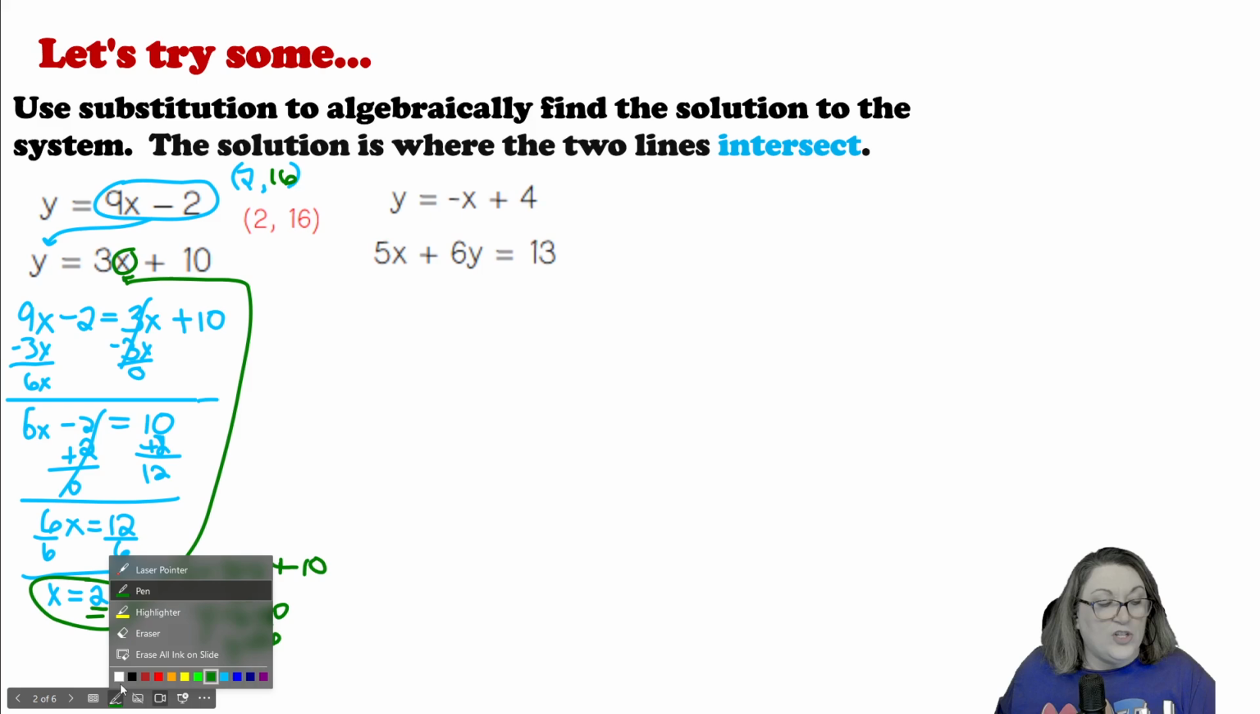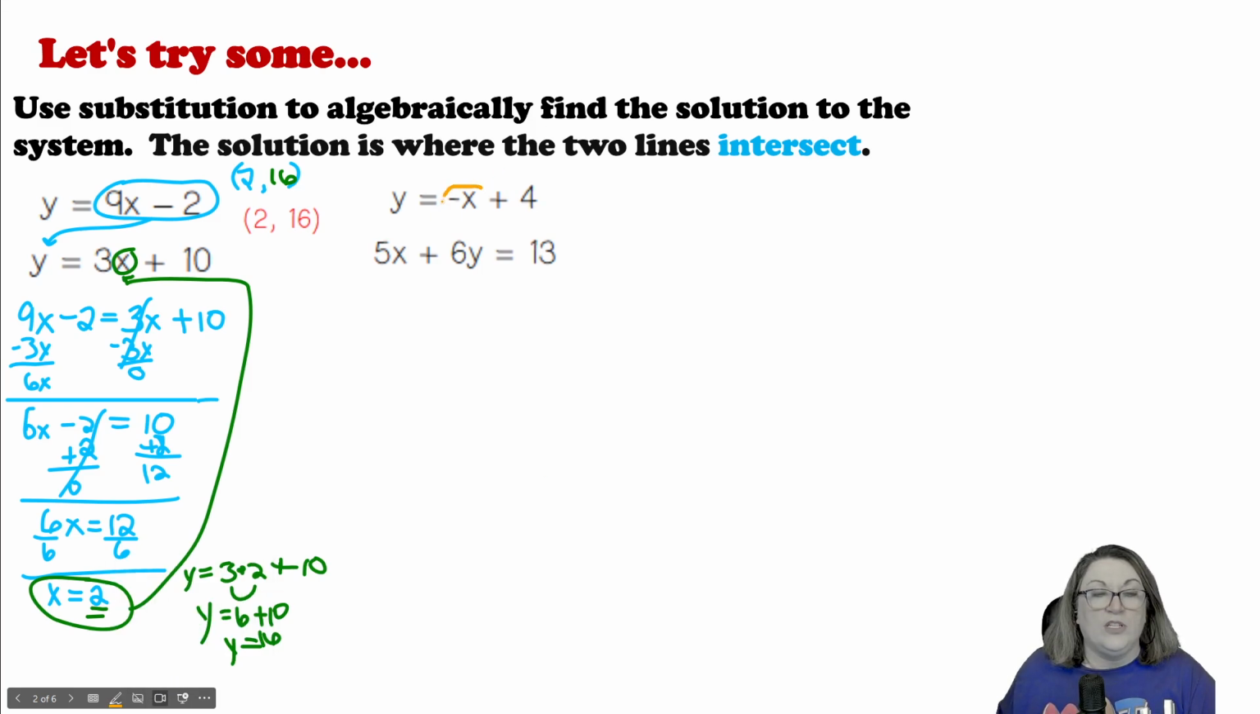When I do my substitution, I'm going to take what y is equal to in the first equation, and I'm substituting it in place of that y right there. So this is going to look a little different than the first example we did. When I rewrite this equation, I end up with 5x plus 6, but instead of times y, it's going to be times all of that, okay?